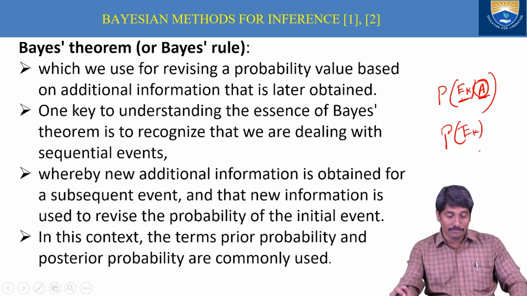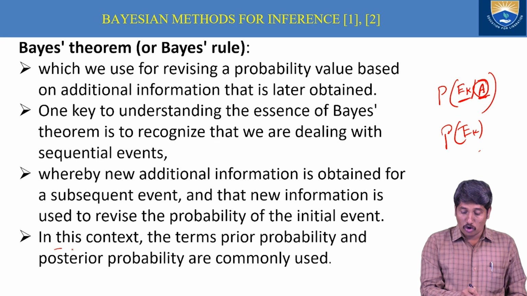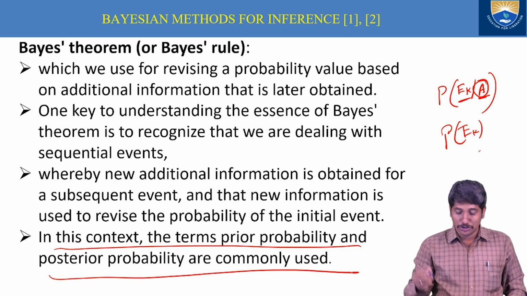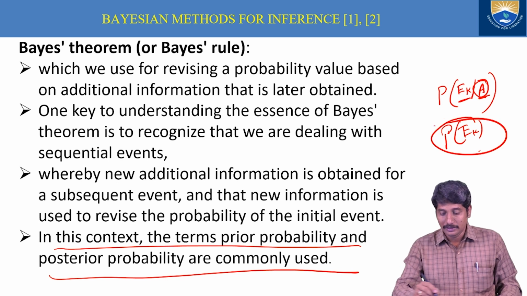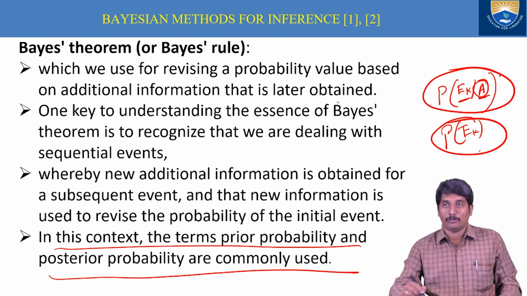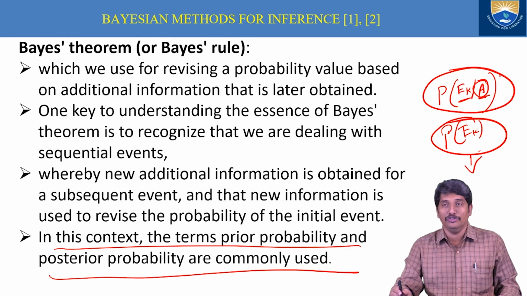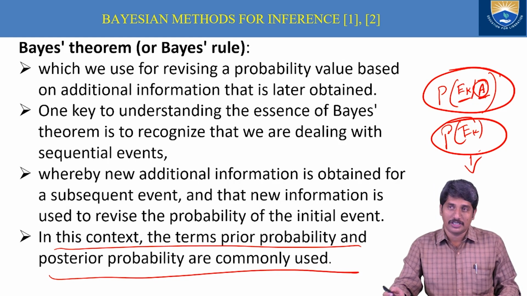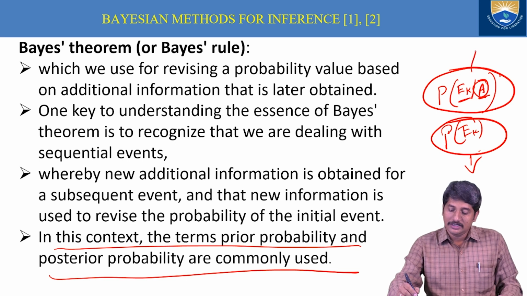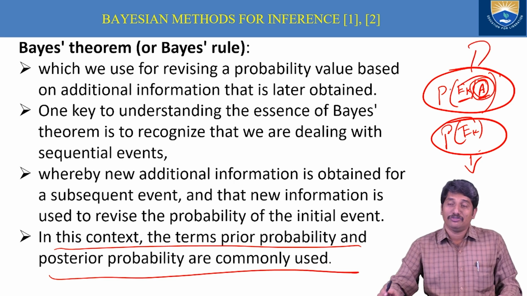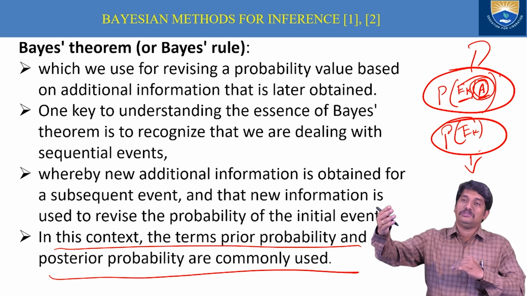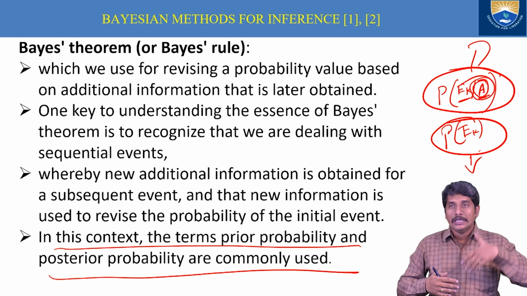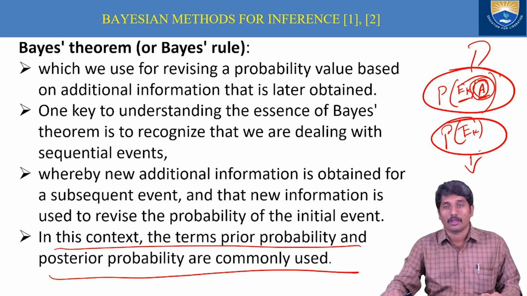So there are two ways of interpretation. In this context, the terms prior probability and posterior probability are commonly used. See, this is the prior probability. This is the posterior probability, because this one you already have with you based on your past experience or in general, but this is posterior to receiving the latest information A. You have revised it, so this is posterior. Post means later. Prior means before. Okay. Right.